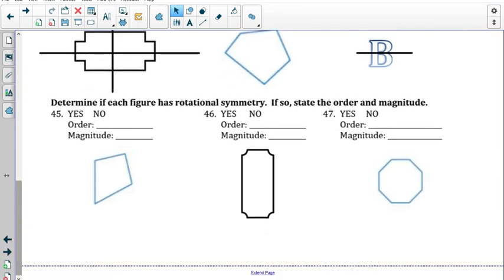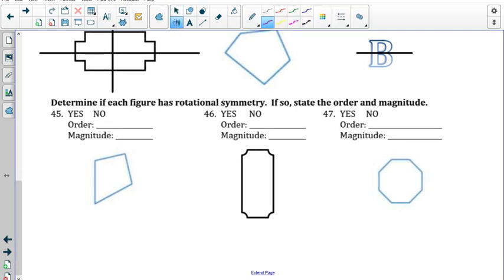Determine if it has rotational symmetry. If so, state the order and the magnitude. This one looks like it might be a kite, but the answer is no. This one, you could flip it 180 degrees, have it upside down, so that would work. So for this one, since it could spin 1 time and be upside down, and then 2 times to come back up, 360 divided by 2 is 180 degrees.